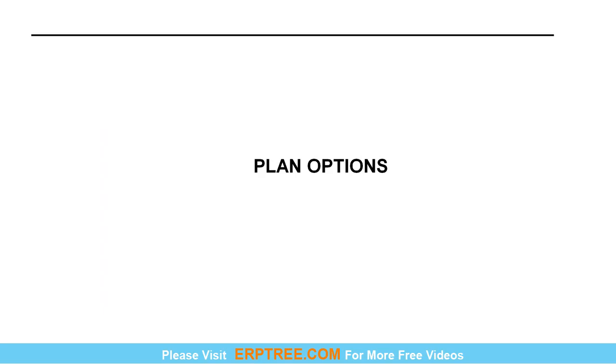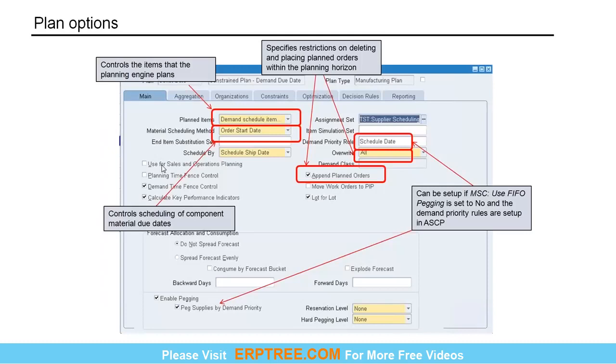Okay, going to the plan options, I had said that we will talk about the plan options in detail. So in the plan options, there are planned items, whether you want to plan for all items or you want to plan for demand schedule items. By demand schedule items, what we mean is the items which are placed in the forecasts, or the items which are placed in the MDS, or the items which you want to plan for. So there is a particular category of demand schedule items.